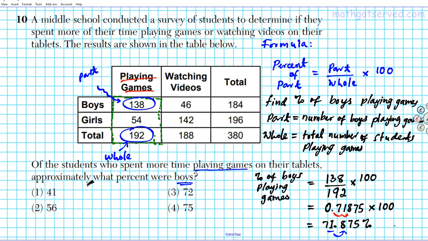When we're rounding up, we're going to add 1 to the digit in the place value that we're rounding to. So it's going to be 72%, rounded to the ones place, to the nearest whole number. That's going to be our answer for question number 10. The solution for question number 10 is option number 3. So there you have it.